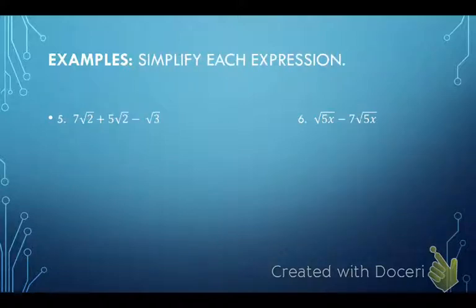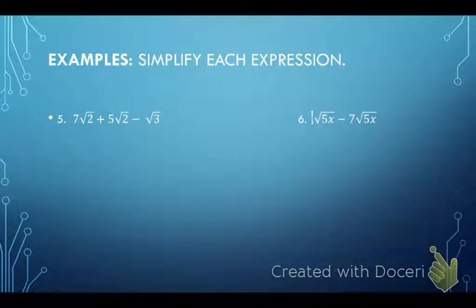If we do 6, we have the square root of 5x minus 7 times the square root of 5x. Now, biggest thing that happens is we've got to make sure that we pay attention. What number is right out here? 1. Okay, so just because you don't see a number, there's still a 1 there.